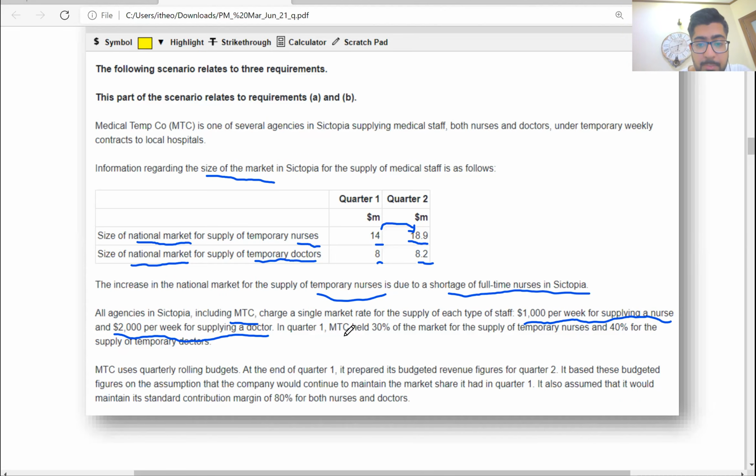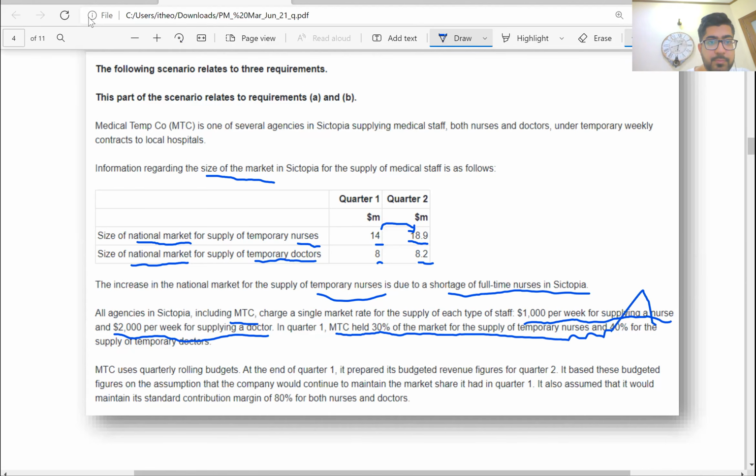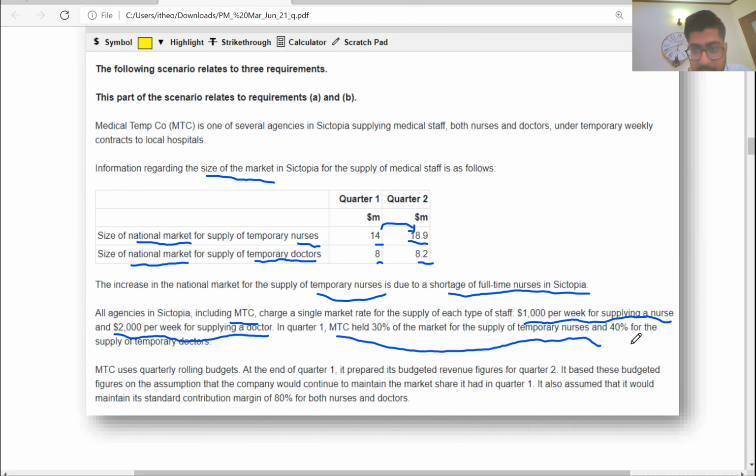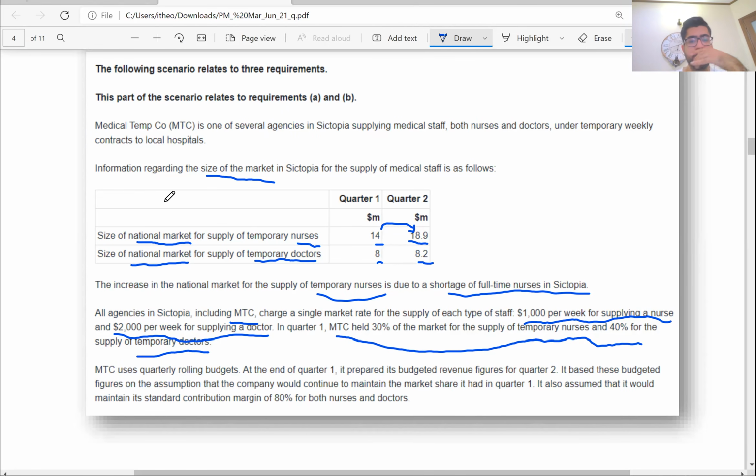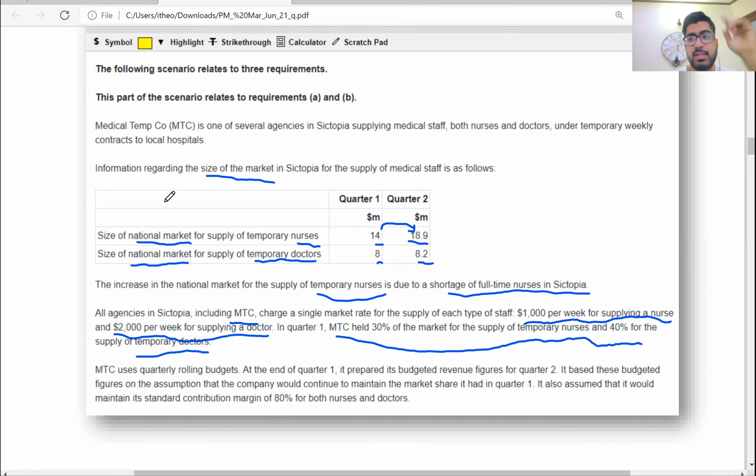In Q1, MTC, the Medical Temp Company, held 30% of the market for supply of nurses and 40% for supply of doctors. This is interesting.